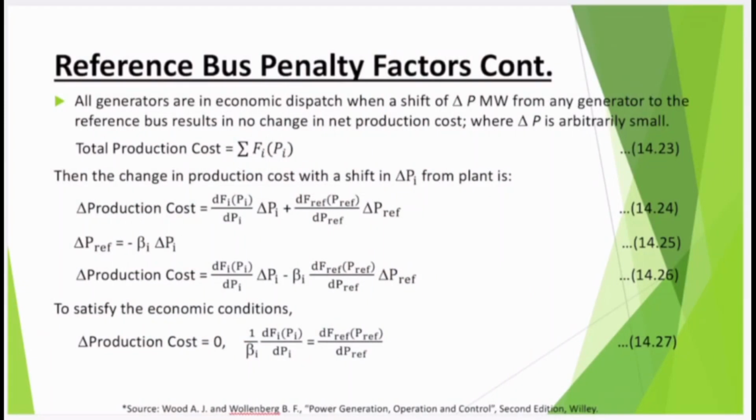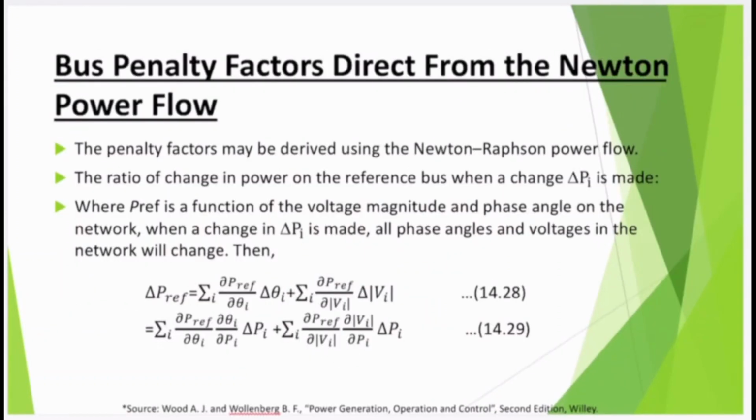Now, if you calculate the delta production cost, it is nothing but dF upon dPi times delta Pi plus dF upon dP reference times delta P reference. So this is an expansion of two different generators: one is Pi, the other is P reference. You can calculate delta P reference, which is minus beta times delta Pi, which is very simple. You can also calculate the production cost using beta as a variable, and then equating the production cost equal to 0, you will land with this equation. And from this equation, the penalty factor may be derived using Newton-Raphson power flow.